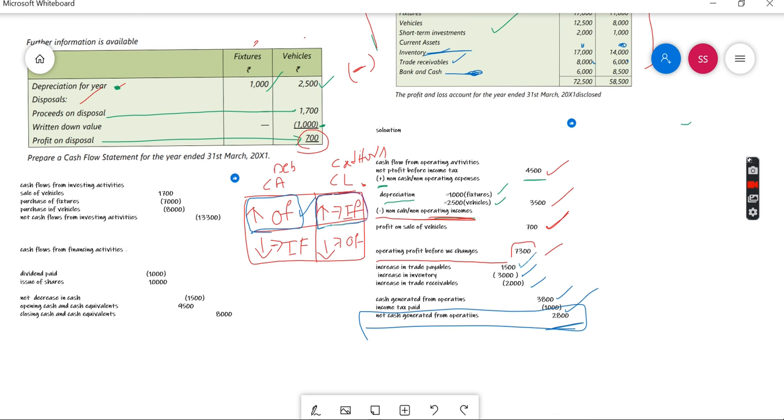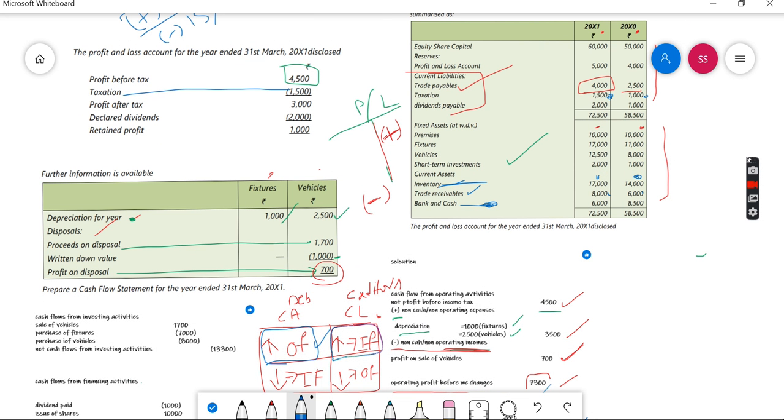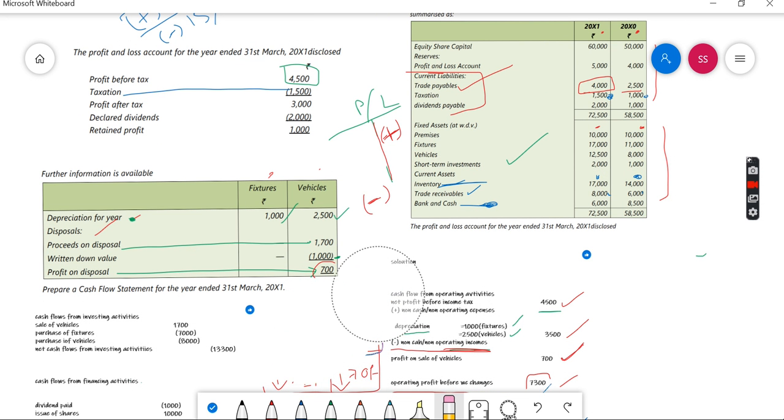After that, cash flows from investing activities. We don't need this, so let's wipe this off. For investing activities, we need to find out whether there are any cash inflows or outflows relating to the assets, right? Buying and selling of the assets. Now fixed assets at WDV. Premises was previously 10,000, now also 10,000. That means it didn't buy or sell anything, so we don't need to worry about that.